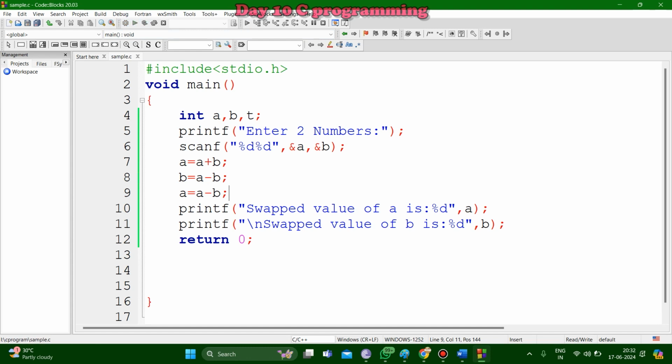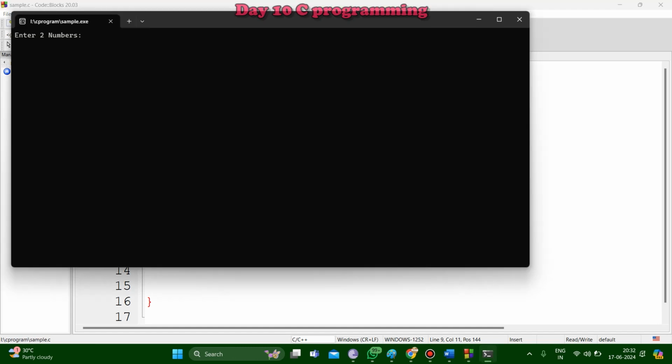Now run the program. Initial value of A is 20. Initial value of B is 40. After swap, A should become 40, B should become 20.